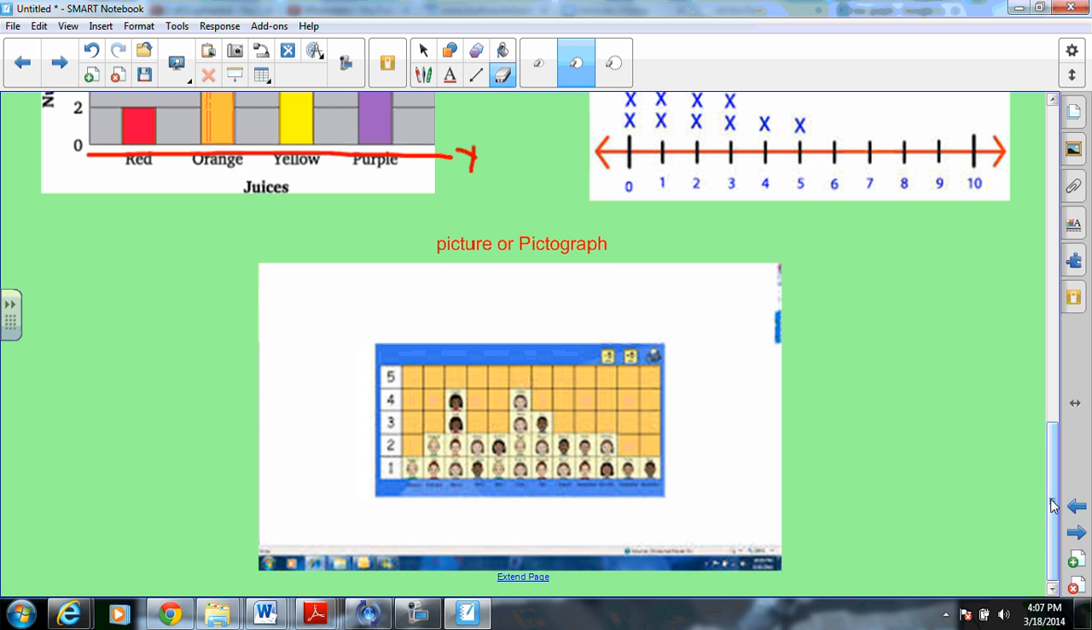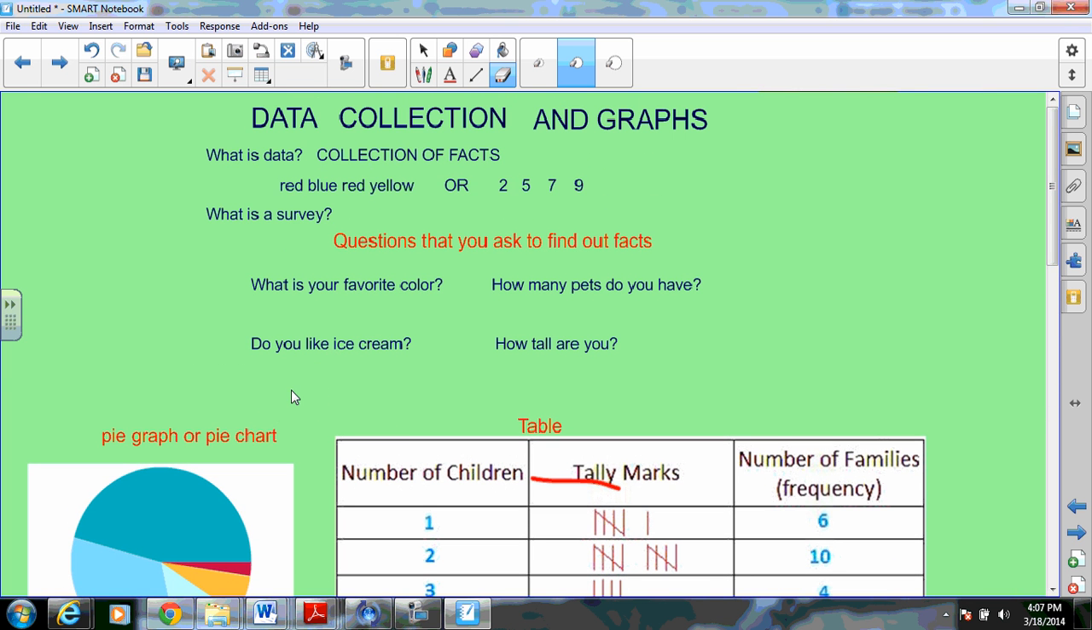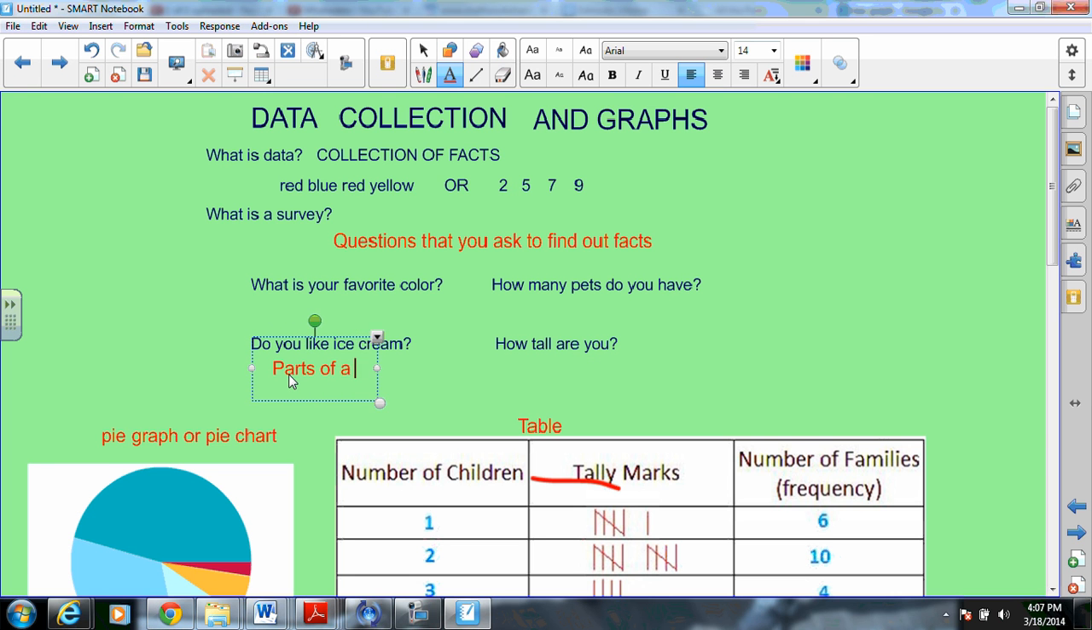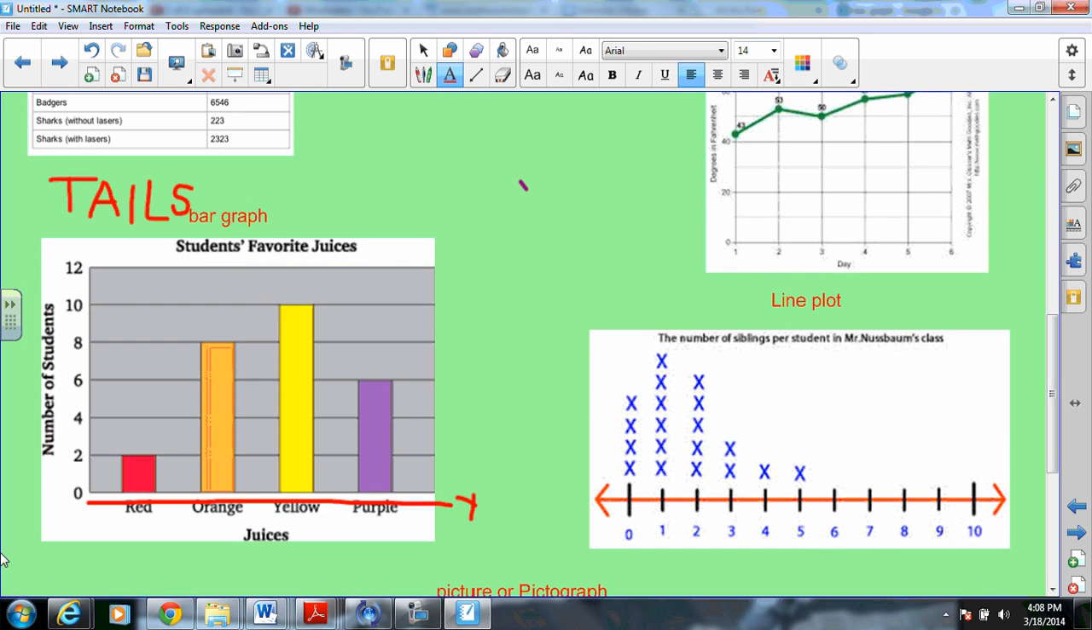But today I want to talk about parts of a graph. And so I'm going to type that up here. That's what we're going to talk about today. Parts of a graph. I'm going to use this bar graph here because it's pretty clear and we can see the numbers clearly on it. First, a graph has what is called a title. The title is the main idea of the graph. It tells you what the graph is all about.